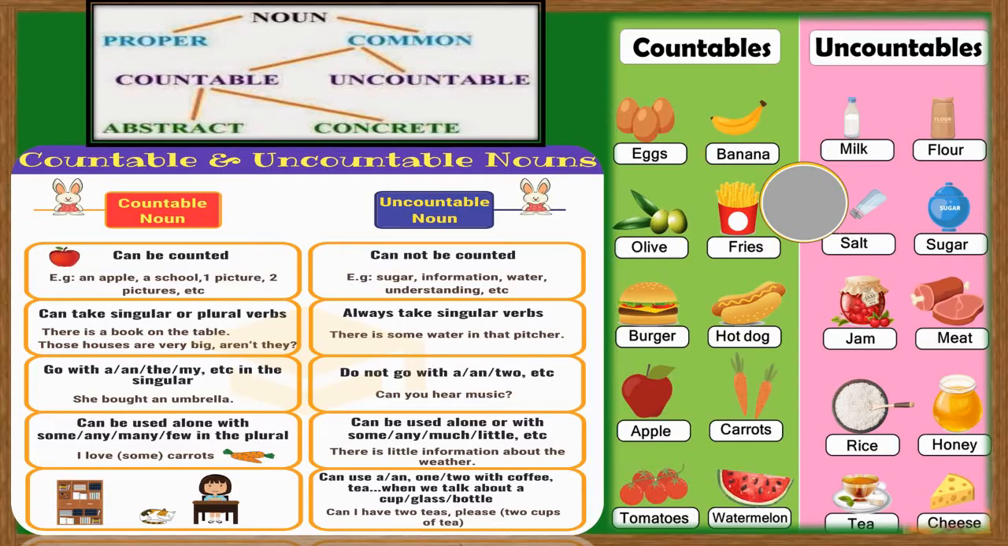So here you can see eggs, banana, you can count, but milk, flour you are unable to count. So it comes under uncountable noun. Another example, olive, fries, it's countable. Then salt, sugar, uncountable. Burger, hot dog, countable. Jam, meat, uncountable. So all these are examples of countable and uncountable nouns.